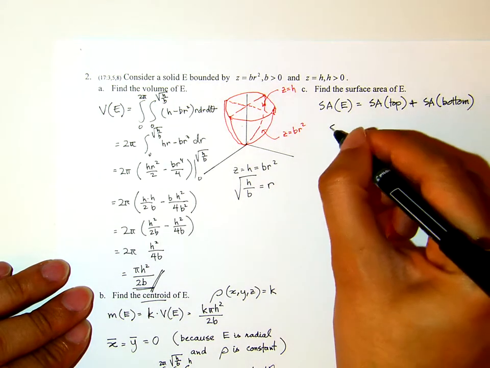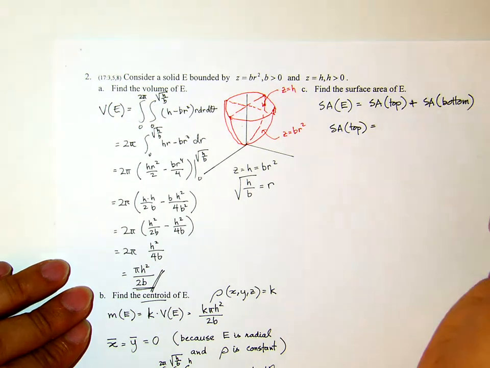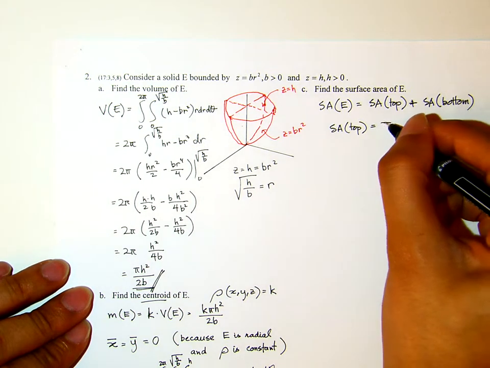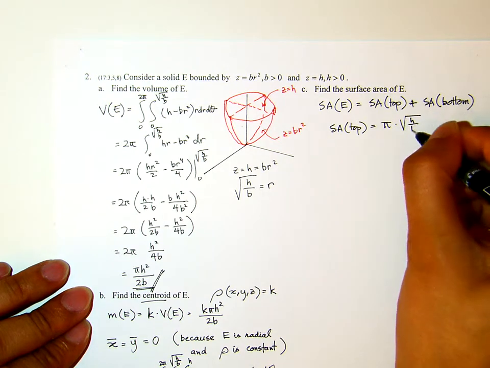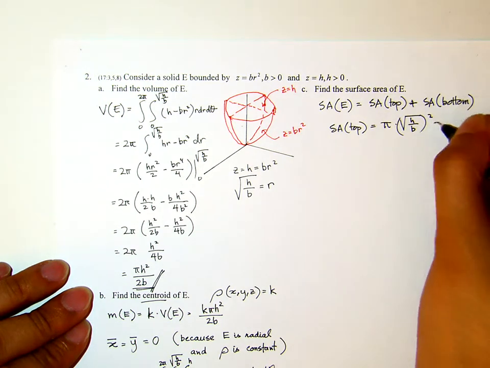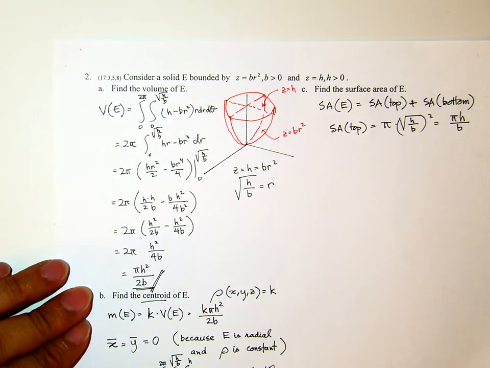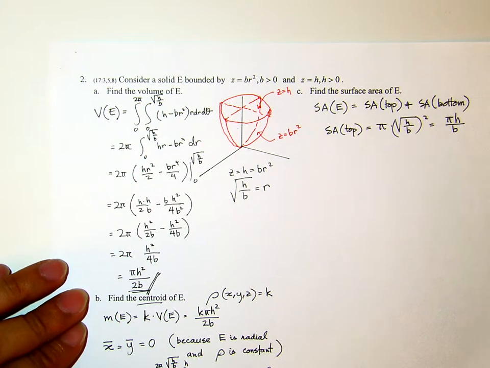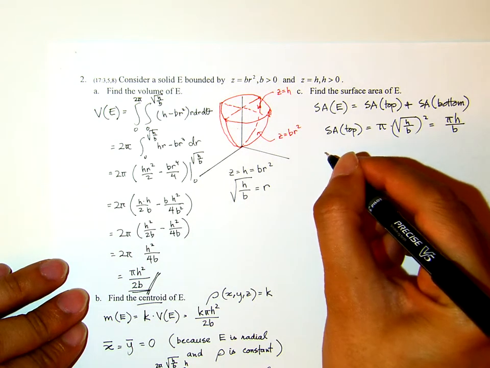Okay, now let's do the easy one first. Surface area of the top, that's actually equal to pi times the radius squared, which is pi h over b. Now that one is quite simple, right? Now, if you don't know the area of a circle, you don't deserve to be in this class, right? Okay, but that one, I believe everybody should know that already.